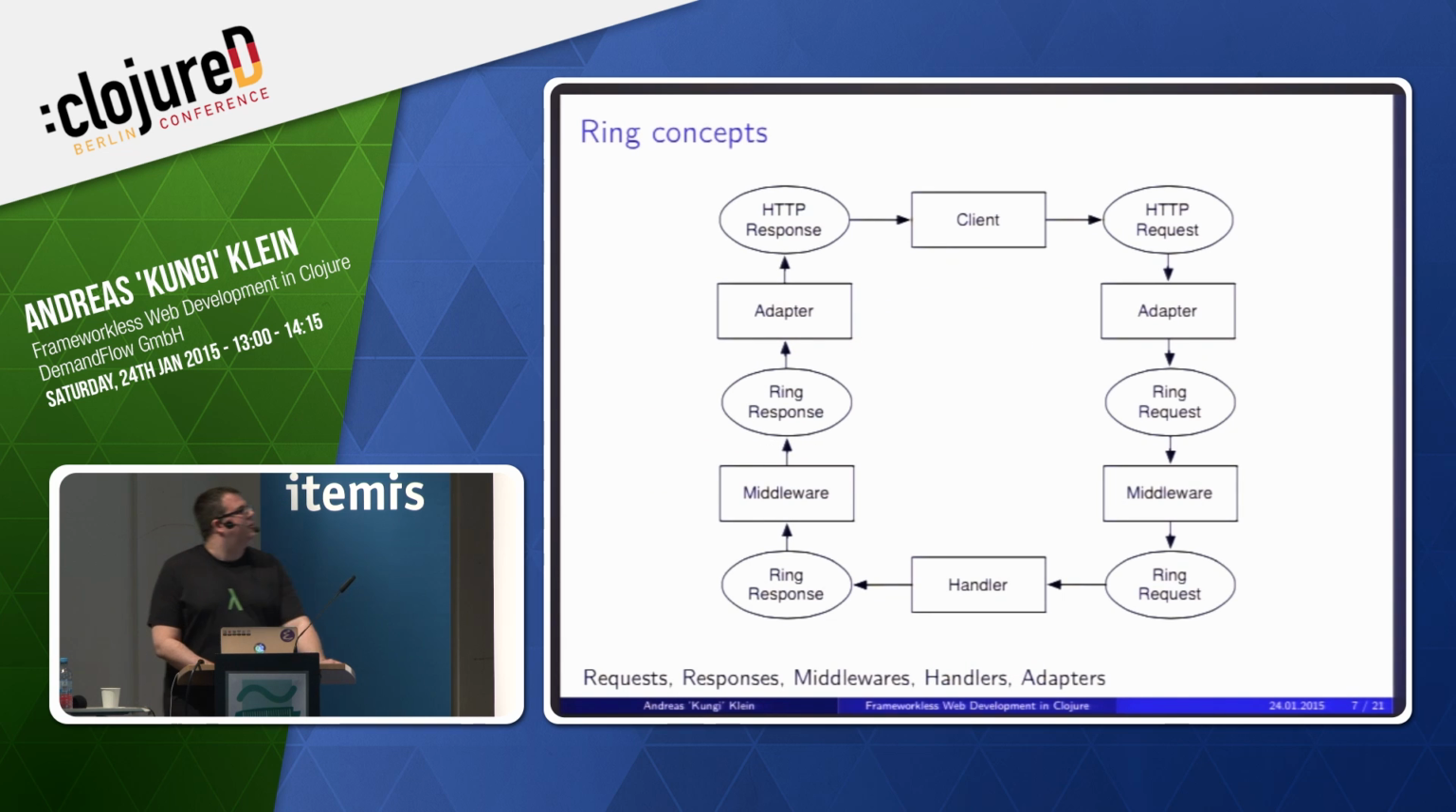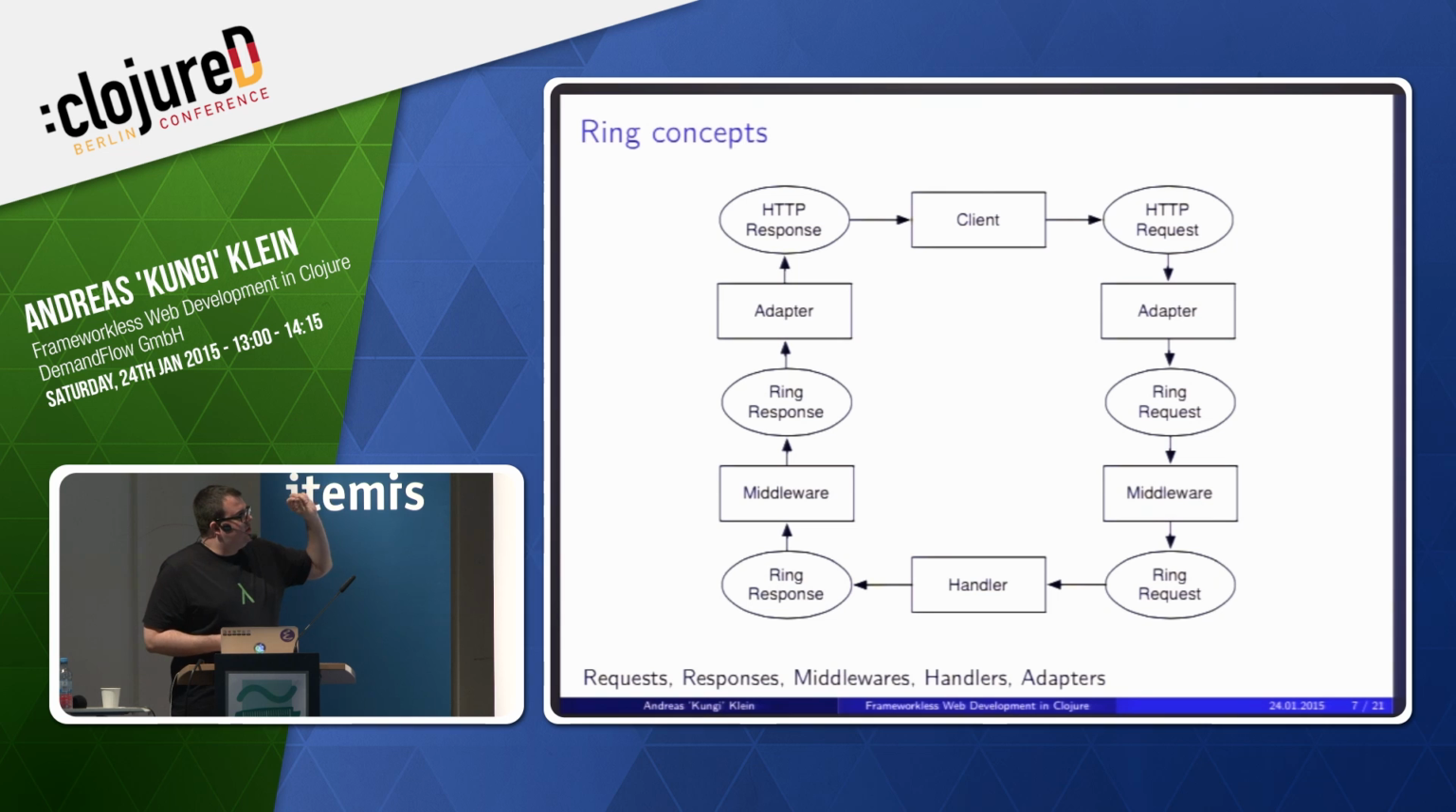So how does Ring work? That's why it's called Ring. I read on the wiki that James Reeves said he put it on a nice graphic where a request comes in and gets handled and goes back, so it looks like a ring, so he's calling it Ring. So where do we start? We start here at the top, and the client issues an HTTP request. This one goes to the server and then through an adapter and is converted to a Ring request, which is just a map which we work with in our application.